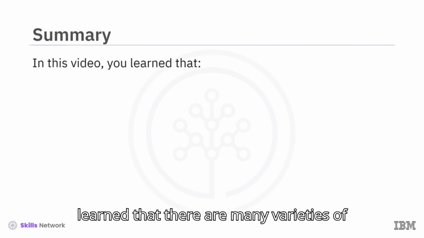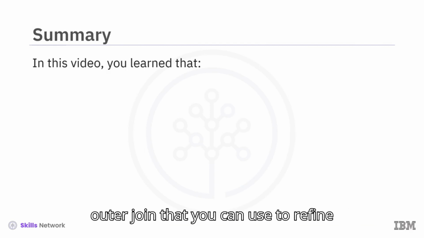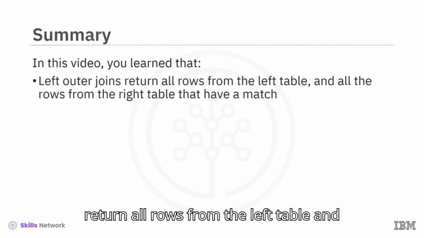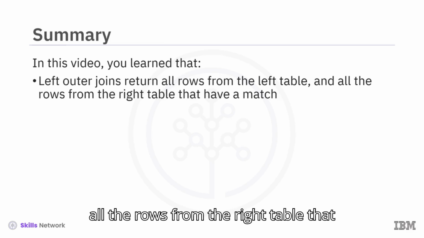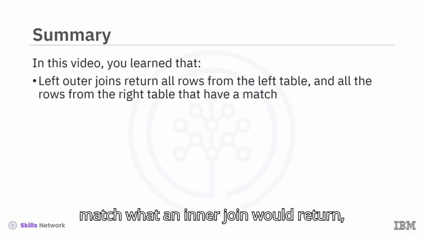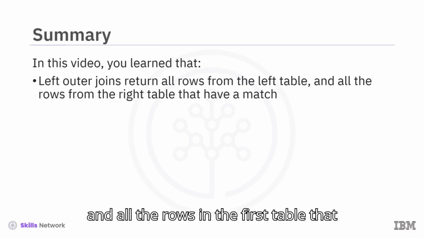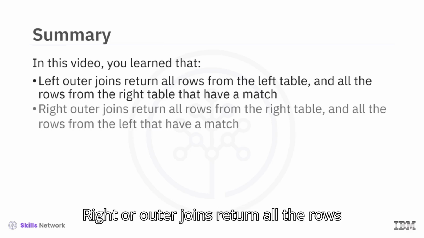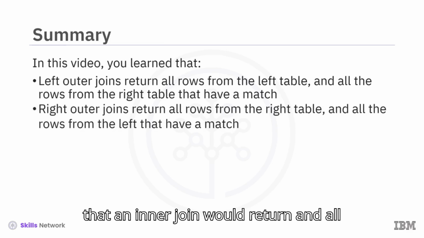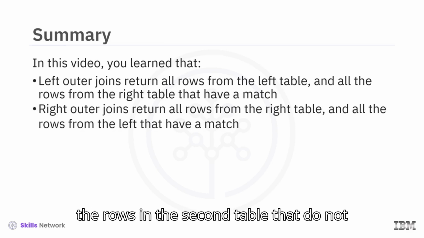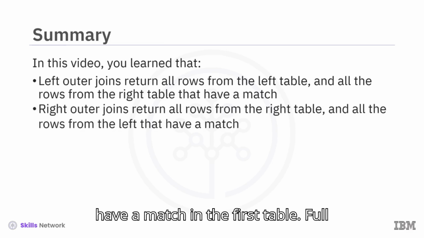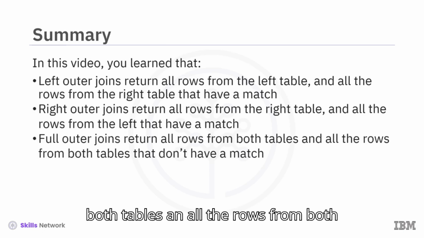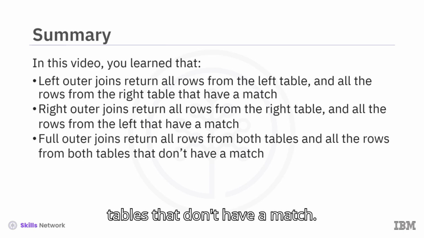In this video, you learned that there are many varieties of outer join that you can use to refine your result set. Left outer joins return all rows from the left table and all the rows from the right table that match what an inner join would return, and all the rows in the first table that do not have a match in the second table. Right outer joins return all the rows that an inner join would return and all the rows in the second table that do not have a match in the first table. Full outer joins return all matching rows from both tables and all the rows from both tables that don't have a match.